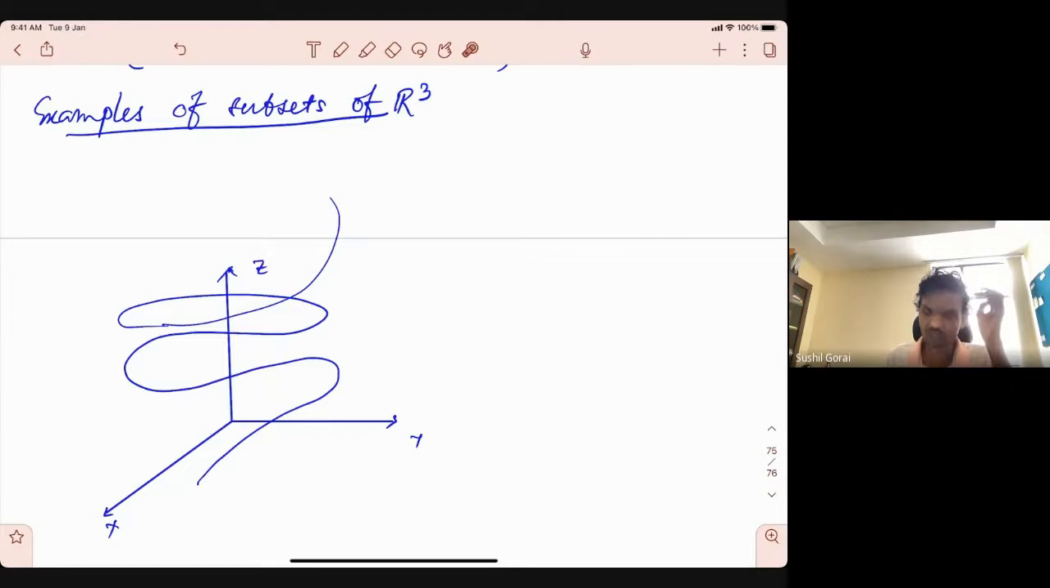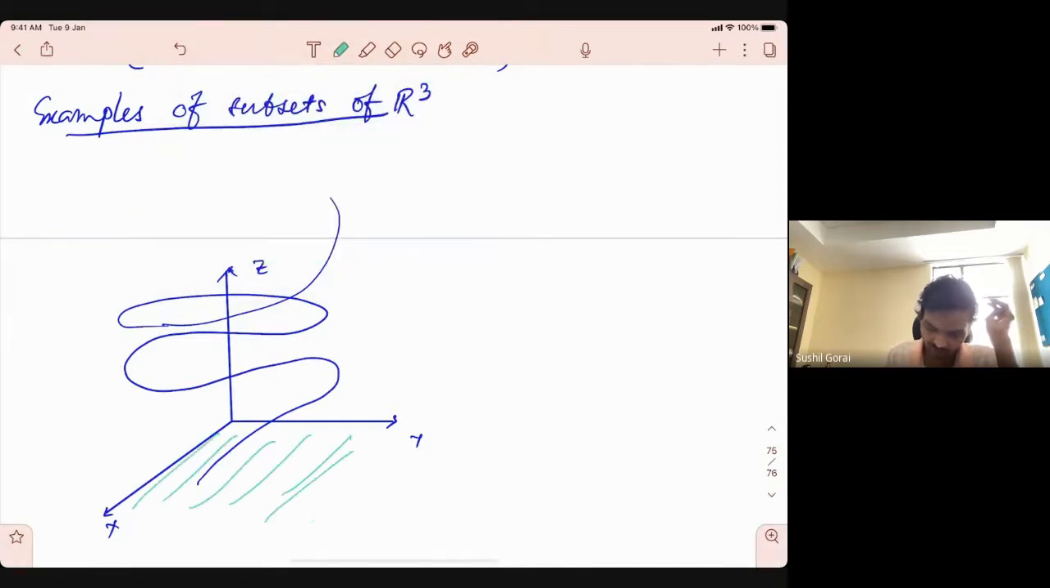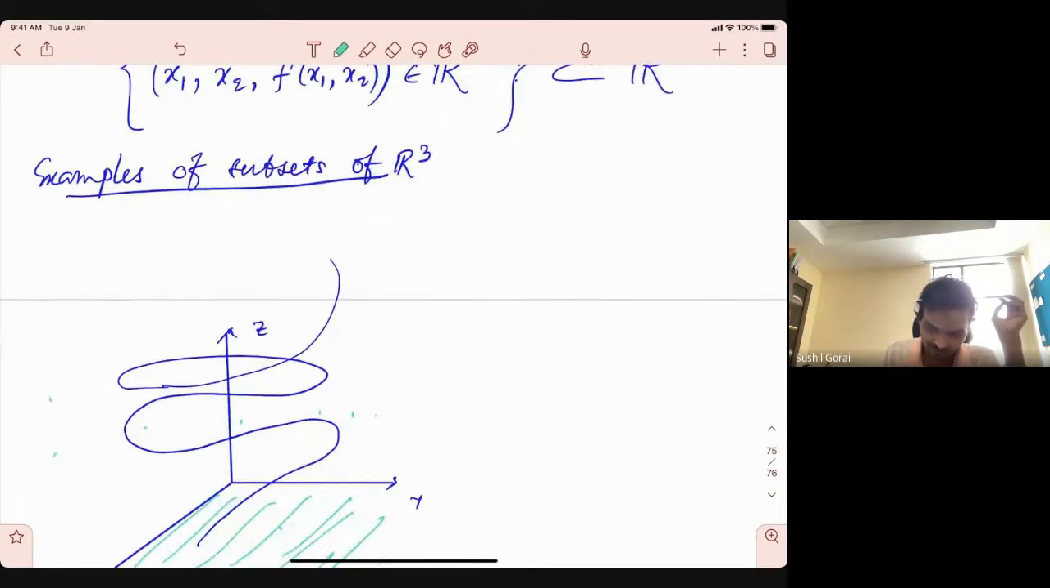See, for every point in the xy plane, so here, for every point in this xy plane, you will be determining a unique point in z, right? Not 2 or 3, a unique point, right? So that means the subset you get, let me write this one. This is interesting.